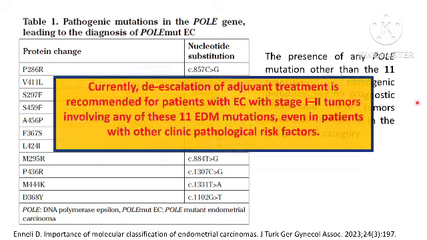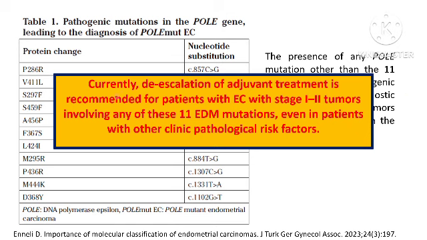So the bottom line is de-escalation of adjuvant treatment should be recommended in these patients, particularly when it is a low stage tumor, stage 1 and 2 tumor, involving any of these 11 exonuclease domain mutations, even in patients with other clinico-pathological risk factors, that is presence of myometrial invasion and lymphovascular space invasion, etc.